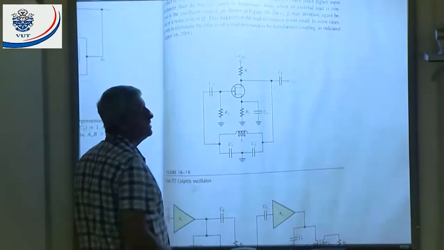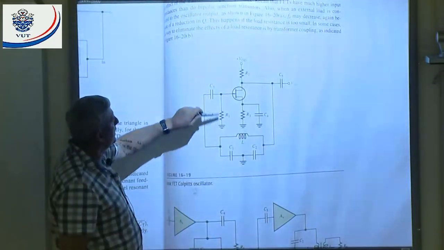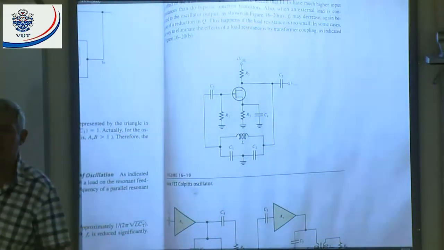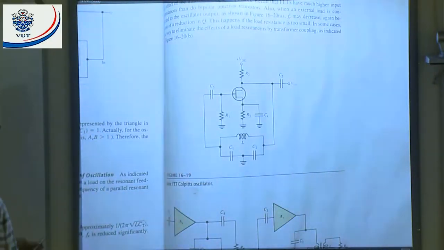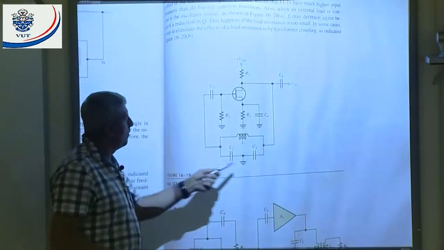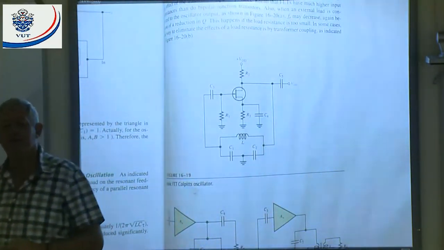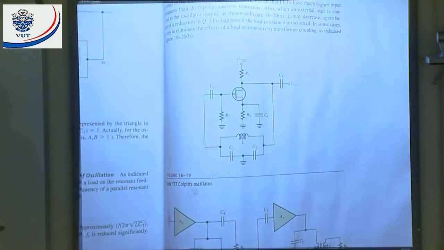This input impedance is very high, and that will be normally determined by R1. We normally choose R1 very high in the megohm range. That means I'm not going to load my resonant circuit. That means now you get rid of the loading effect that can exist. You with me?